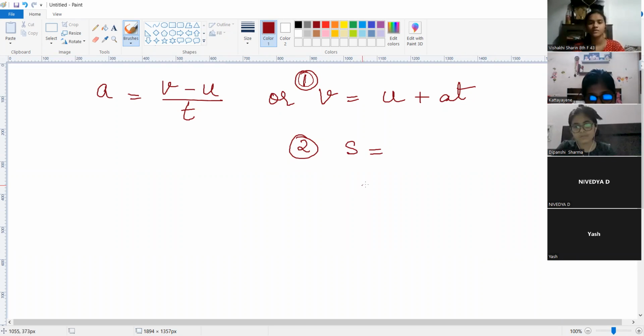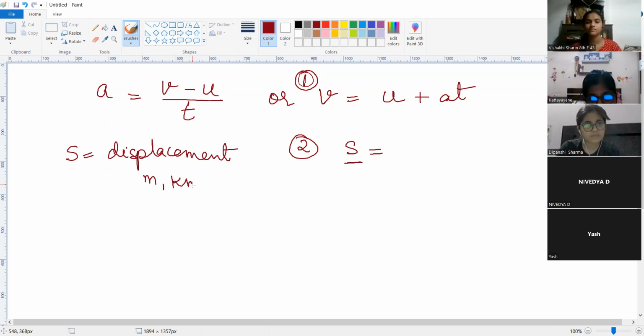What is S? S is not speed. Speed or velocity is written as V and U, not S. S is now only displacement. S stands for displacement only. Am I clear? Which is written in terms of meter or kilometer. S is only displacement: meter, centimeter, kilometer, that's it.